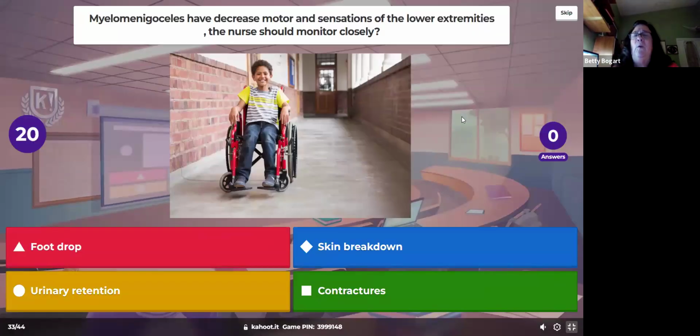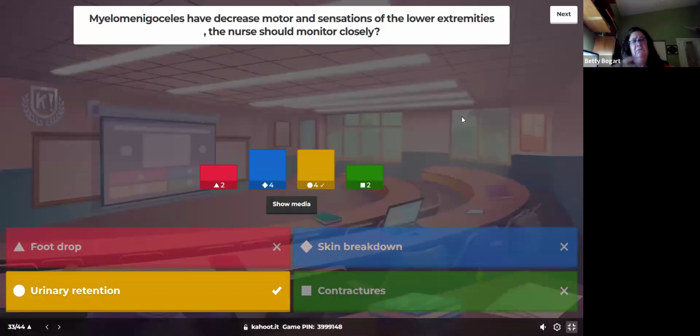The nurse should monitor closely what? Knowing that the child has a myelomeningocele, what are things that you're going to be monitoring? Basically, myelomeningocele, I've got the meninges and spinal cord on the outside. I've got decreased sensation in my lower extremities. I need to be concerned about number one, urinary retention. The rest, yes, foot drop, skin breakdown, contractures, yes, but my one thing that's real close, urinary retention, because you can actually burst that bladder because they're just not going to urinate. Sometimes you can just put a little bit of pressure right above their bladder and they'll urinate, but sometimes you have to do the catheter.